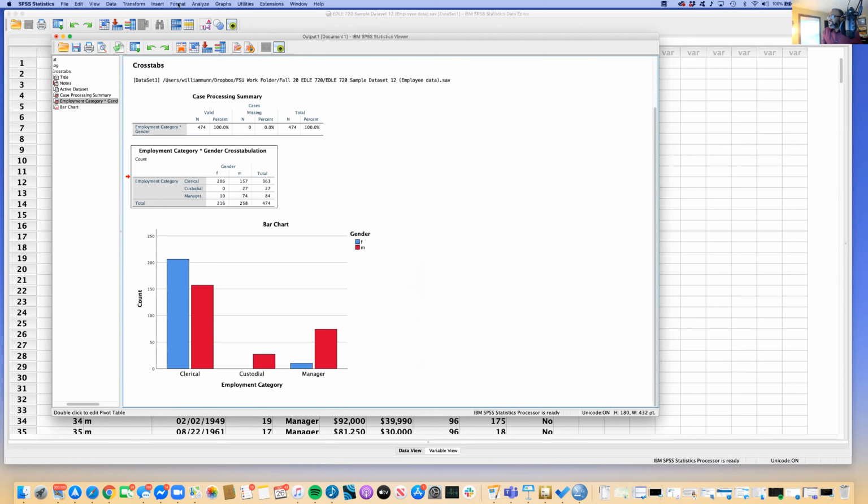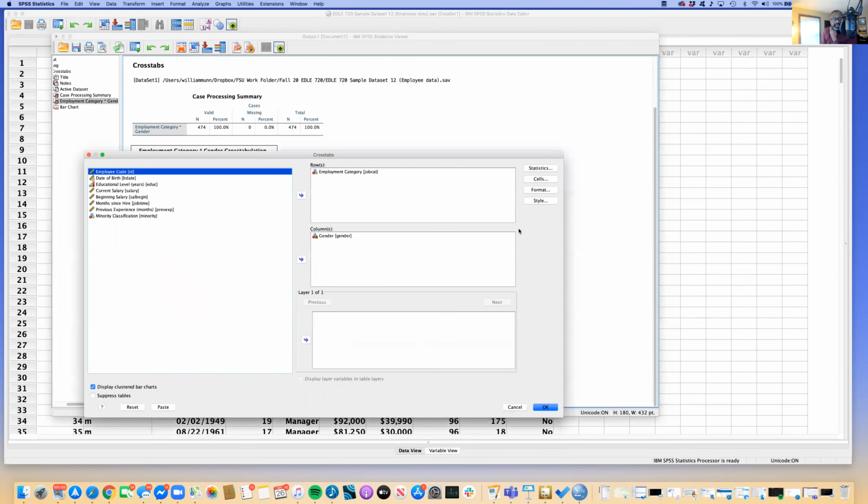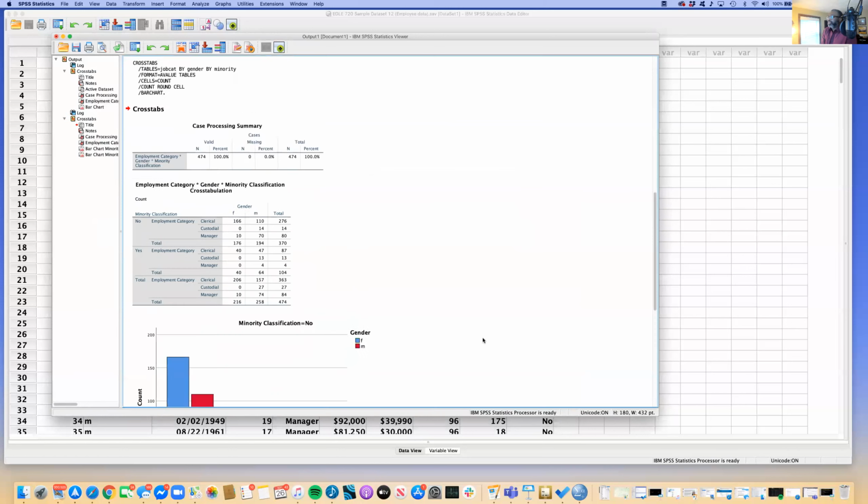So let's add a layer here, and I hope I'm doing this right. I think I am. We're going to go to Crosstabs, and we're going to leave things as they are, but then we're going to put in minority classification as a layer. That's all we're going to do. Just move minority classification into the layer here, and click OK.